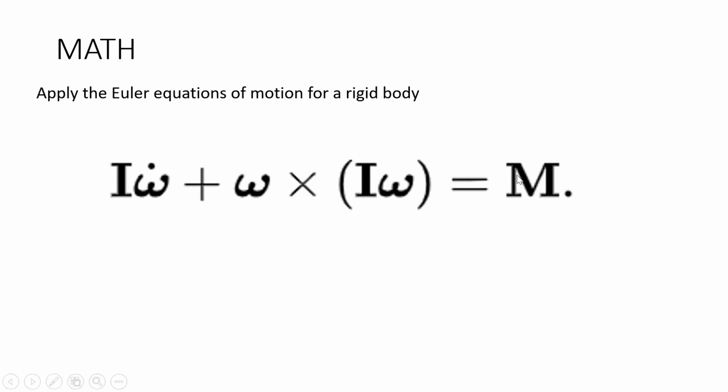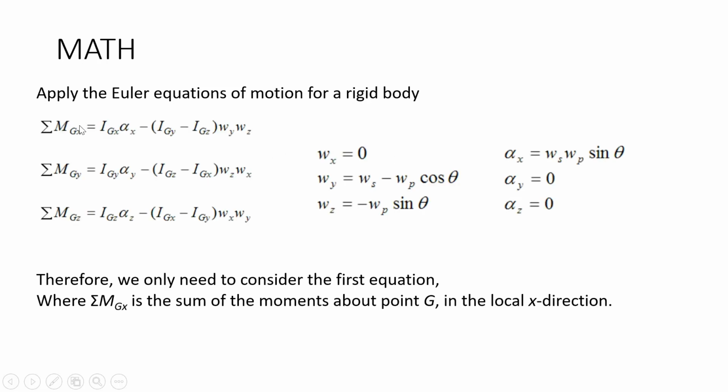where M is the sum of the moment, I is the moment of inertia, and omega is the angular velocity. This is the three-dimensional form, and by inspection, we have this condition. Note that the x, y, z in these equations are local axes, which are attached to the disk. Plug this condition into the equations. We found that only the first equation is non-zero.